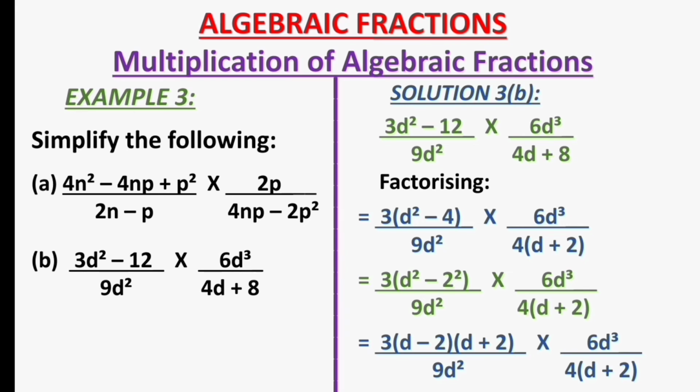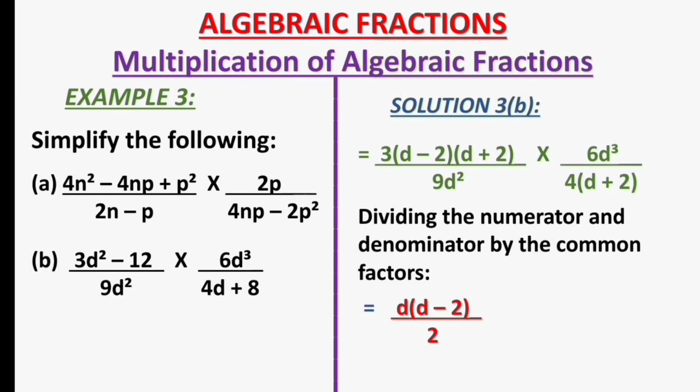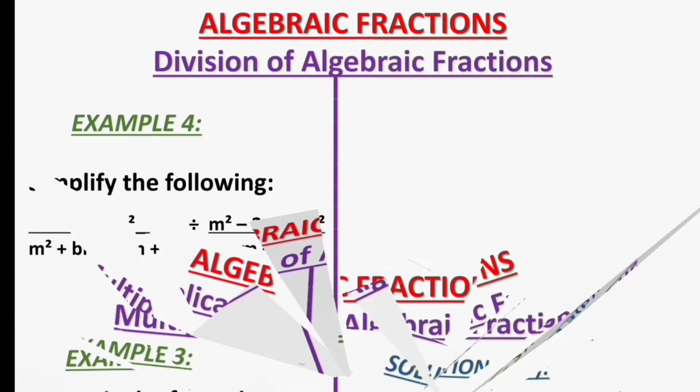Let's see if you are right. Dividing the numerator and denominator by the common factors, the answer to example 3b is d(d − 2) divided by 2. I hope you got that right.